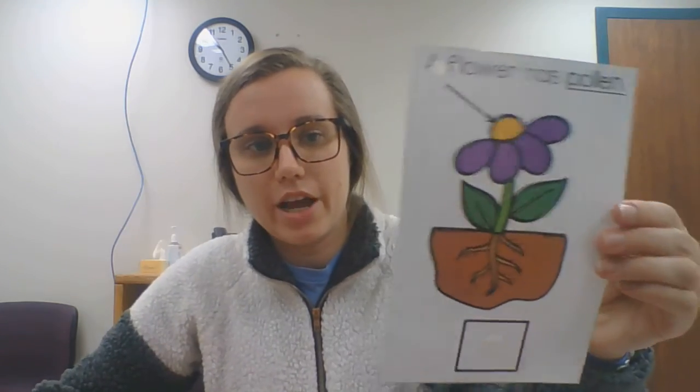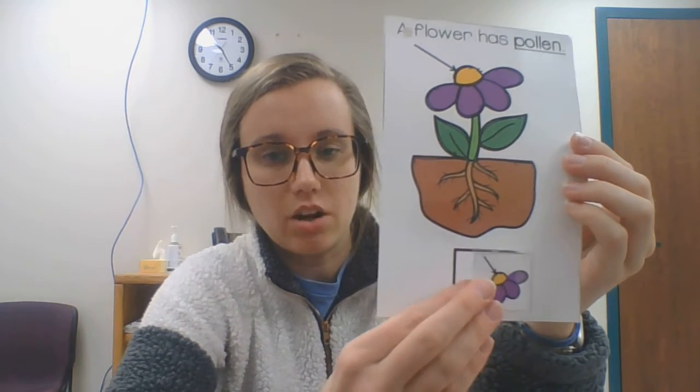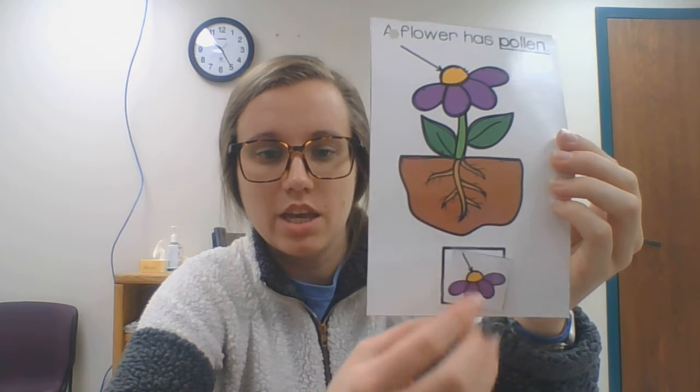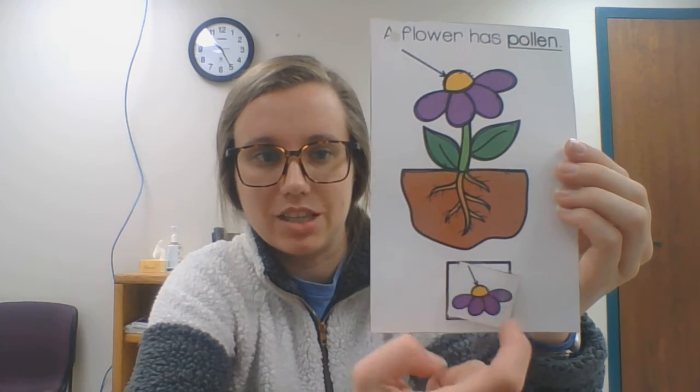Lastly, a flower has pollen, and our arrow is pointing to the yellow part of the flower. Usually our pollen is in the middle, protected by the petals. Not all the time, but sometimes it is. And this is where bees and bugs go to get some food and to make different things, okay? So that's all about our plants.